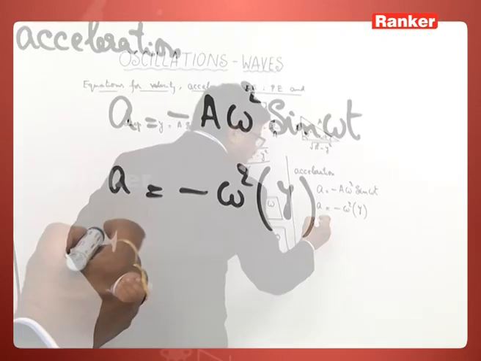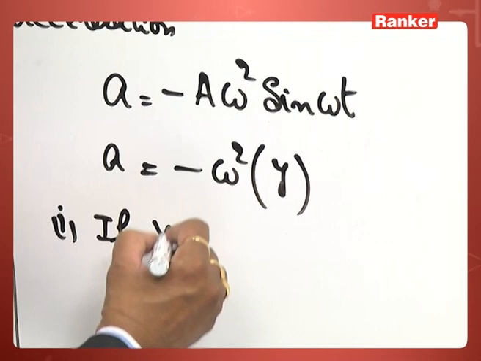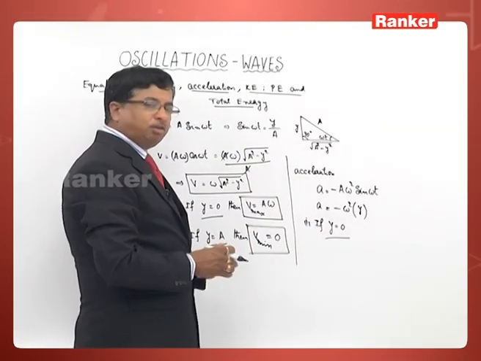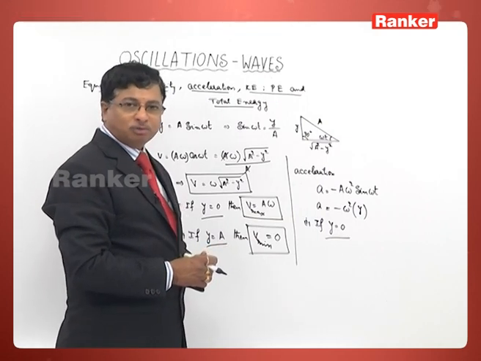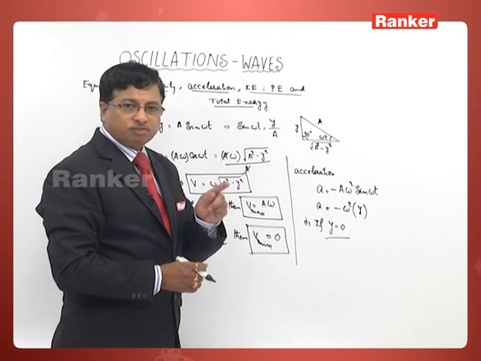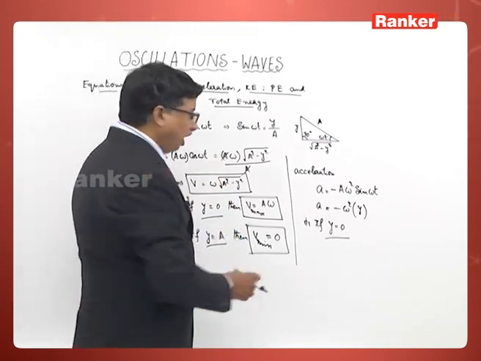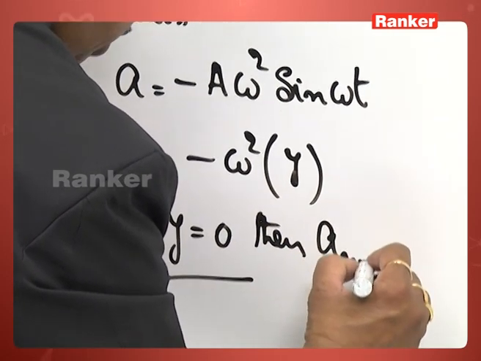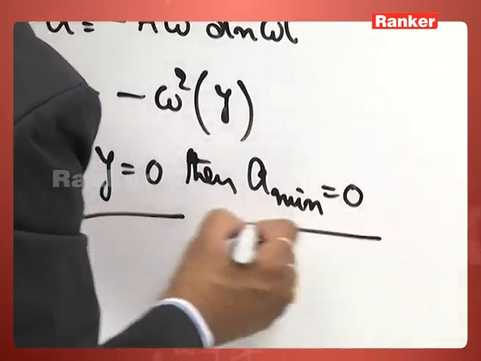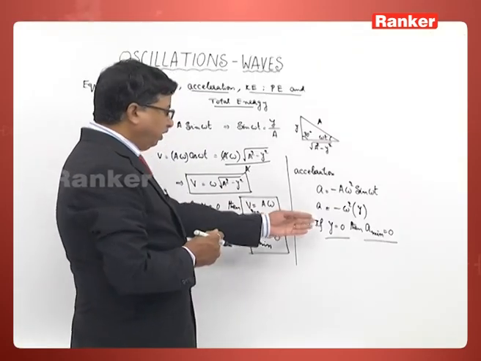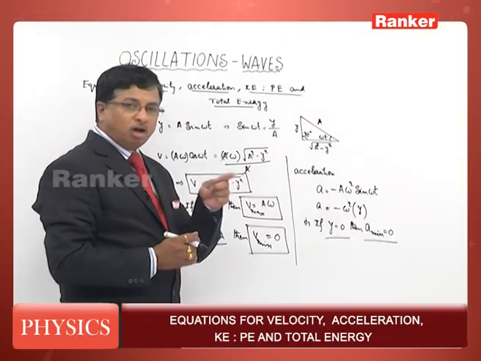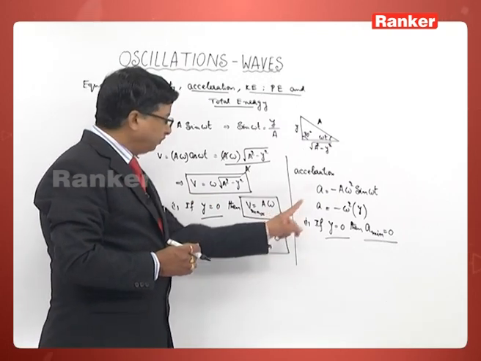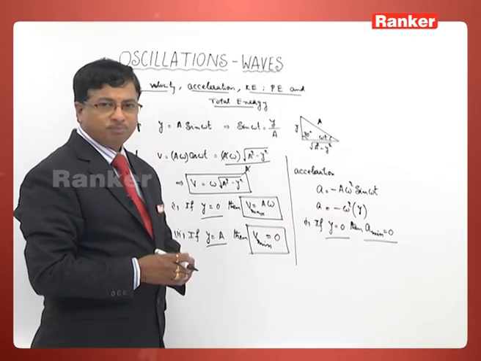What is the first condition? If I say y is equal to 0, we have already discussed the meaning of y is equal to 0. Y is equal to 0 means while crossing the mean position of rest. In this particular case, the value of acceleration becomes minimum and its value will be 0. So, what can we understand out of that? While crossing the mean position of rest, its velocity will be maximum, whereas acceleration is 0.